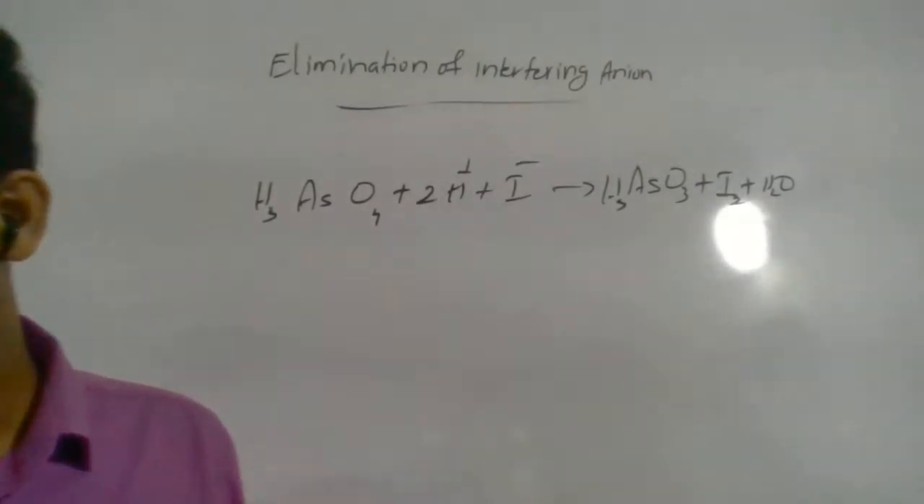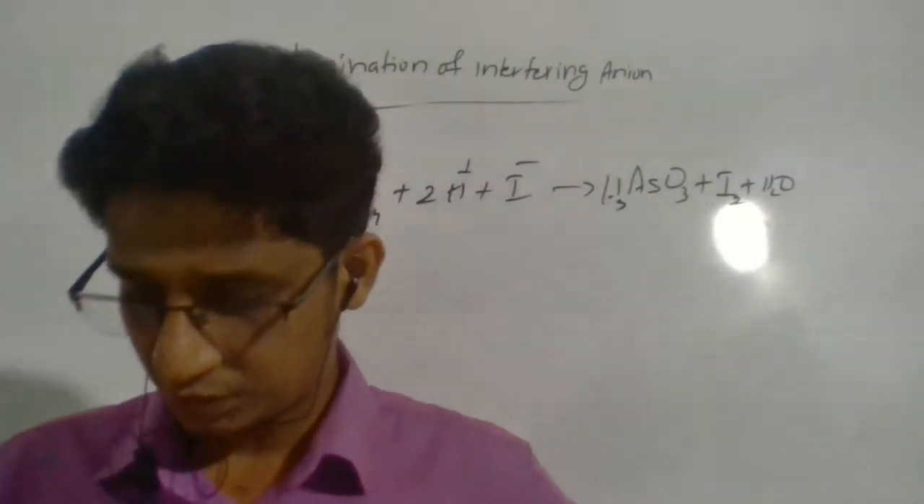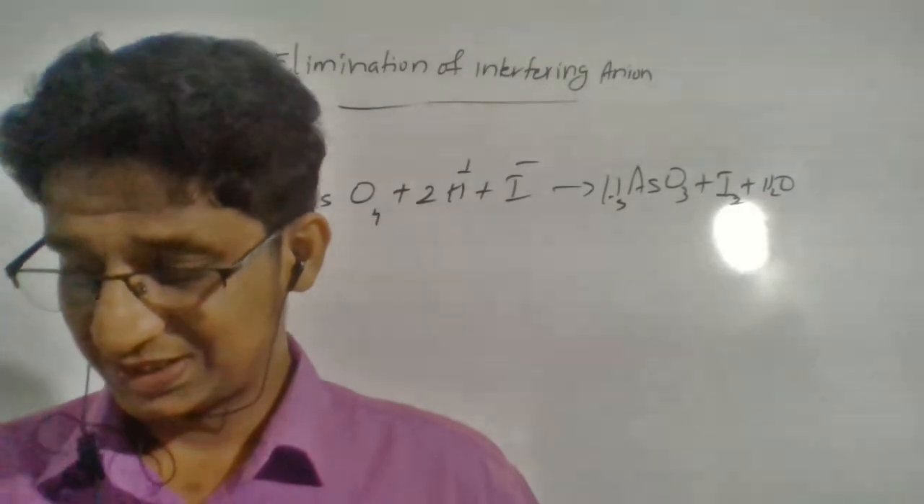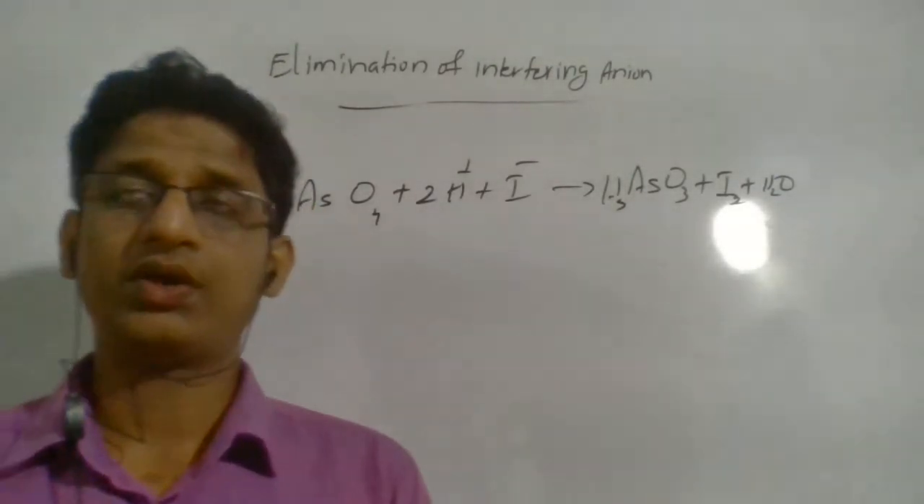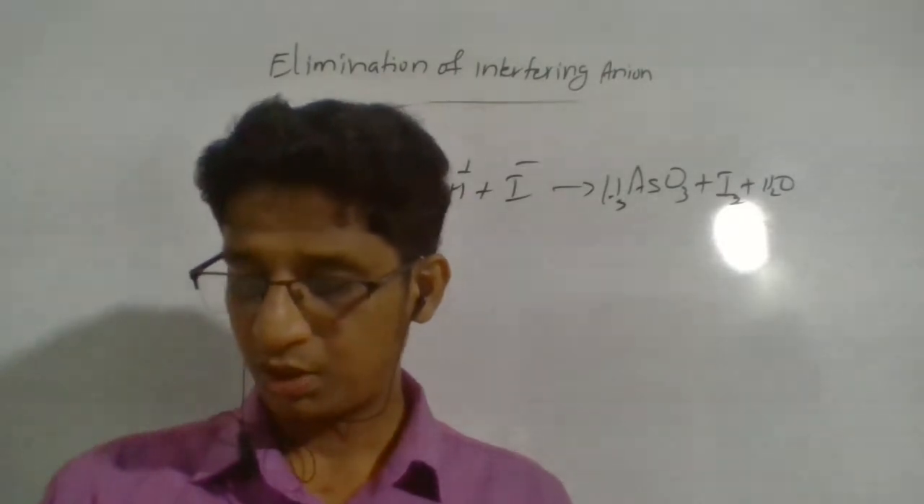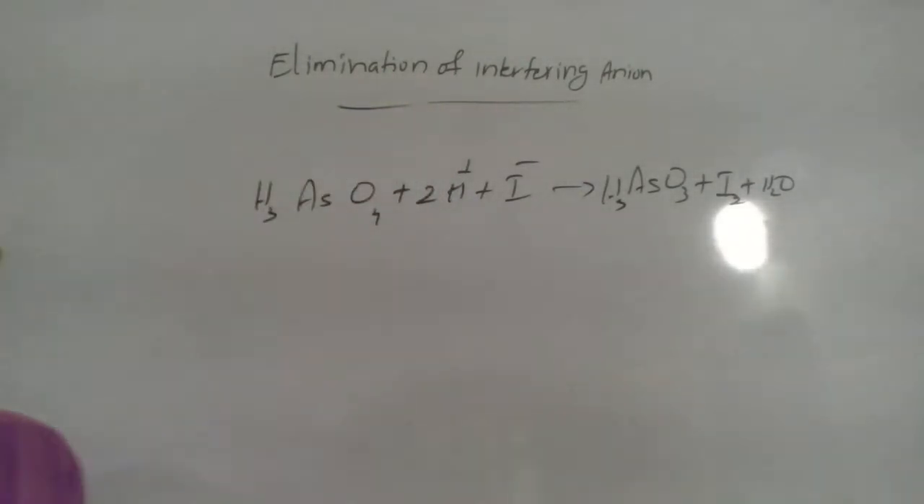So that's one step you have to remember about elimination of arsenate. Okay. Now let us think about chromate. How can you eliminate chromate? Chromate you can eliminate using concentrated HCl.